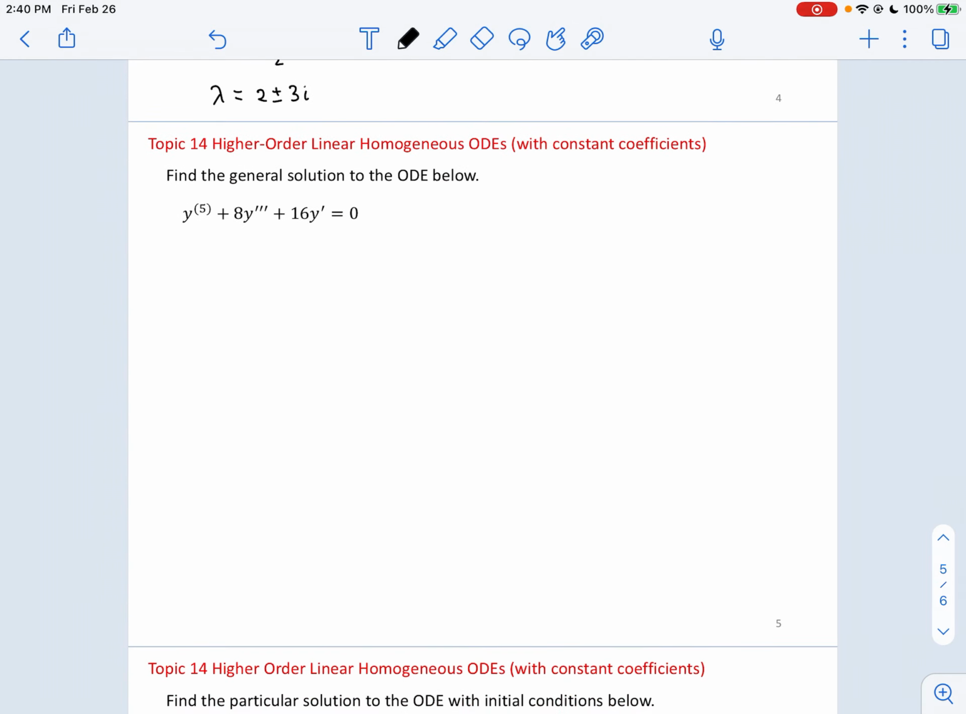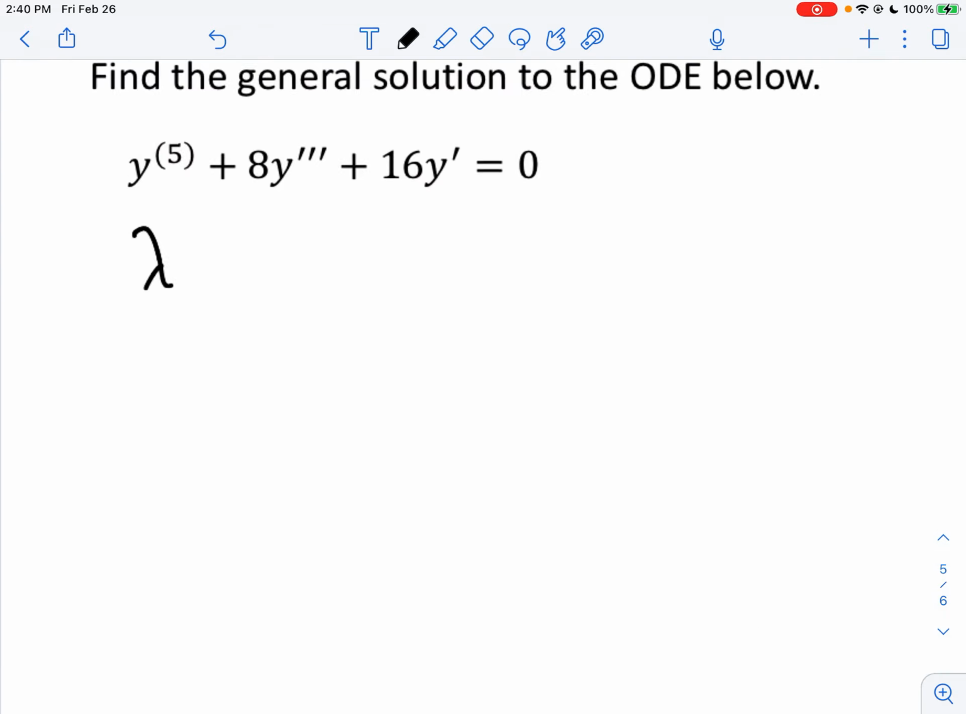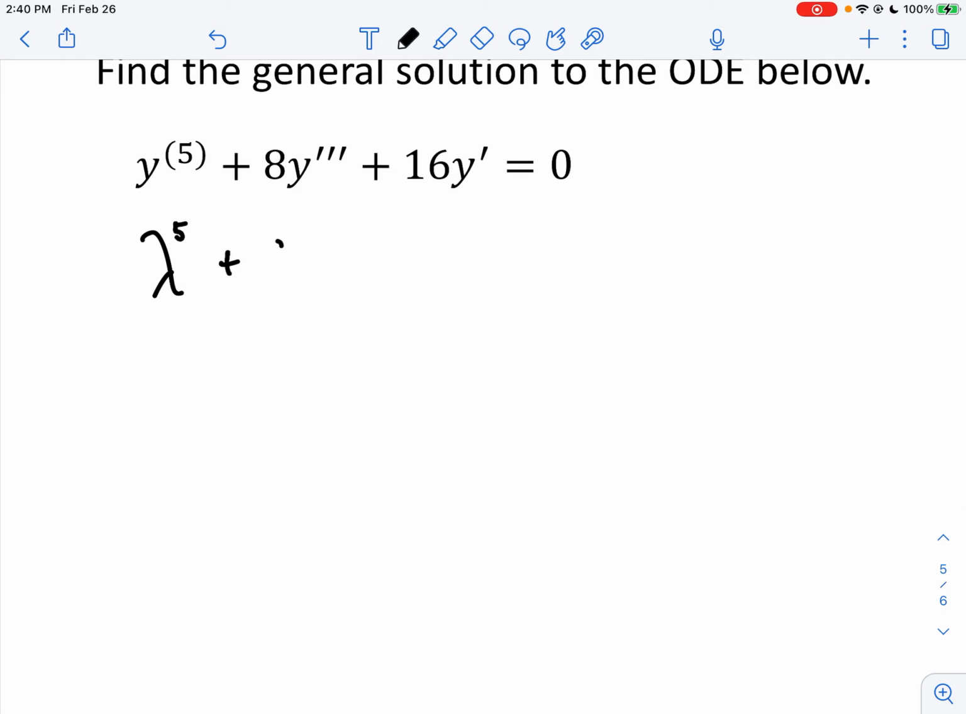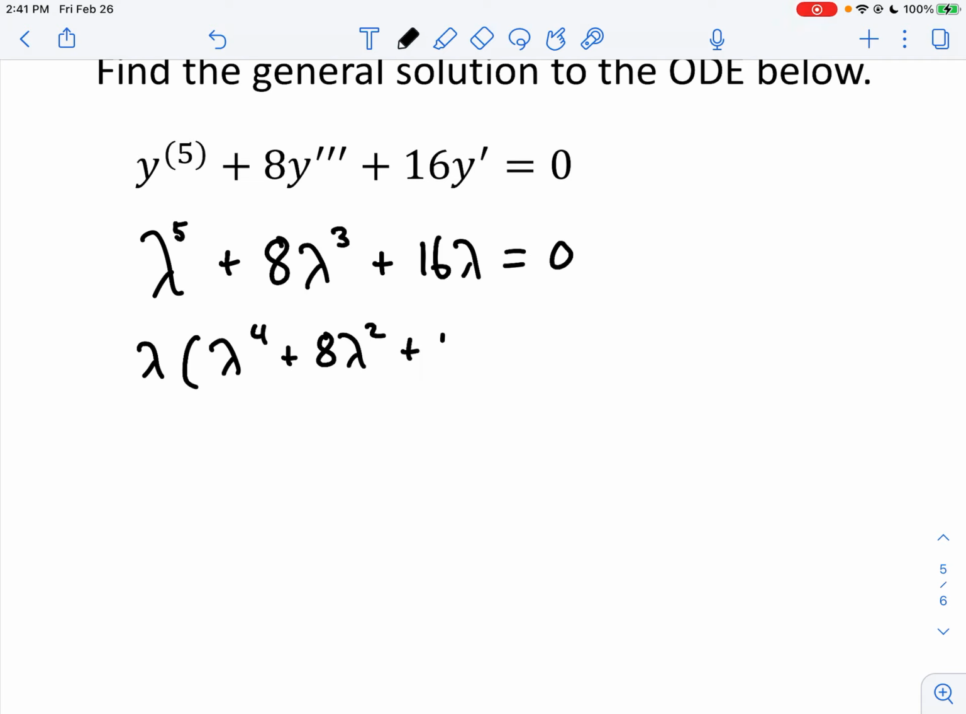All right, the next one, we have a fifth degree. The characteristic polynomial will look like lambda to the fifth plus 8 lambda cubed plus 16 lambda. The y prime is going to be a lambda. If there's no y term here, notice, because there's no y term, that means there's no constant in our characteristic polynomial, which means we get free factoring out of this right away. I can factor a lambda out. That gives me lambda to the fourth plus 8 lambda squared plus 16.